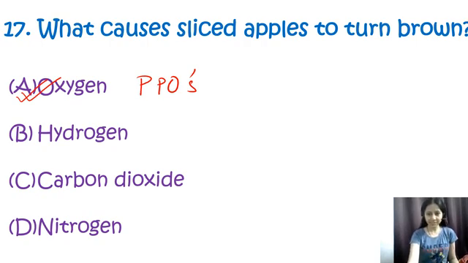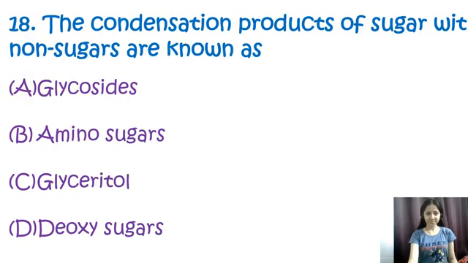Next question. Question number 18. The condensation products of sugar with non-sugars are known as. Options are glycosides, aminosugars, glycerol, or deoxysugars. Over here my correct option is A, that is glycosides. So the condensation products of sugar with non-sugars are known as glycosides.